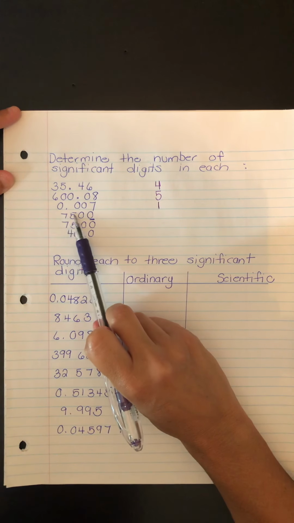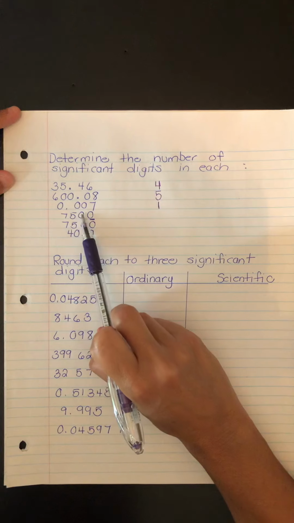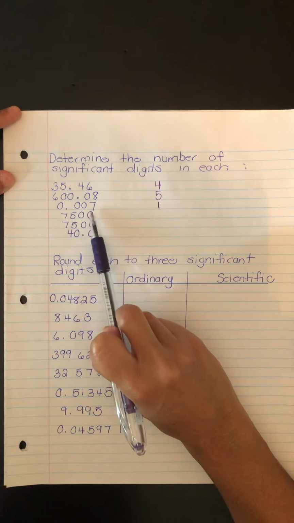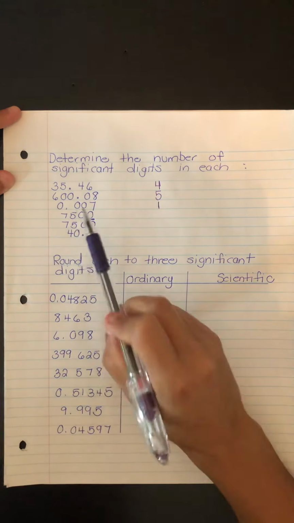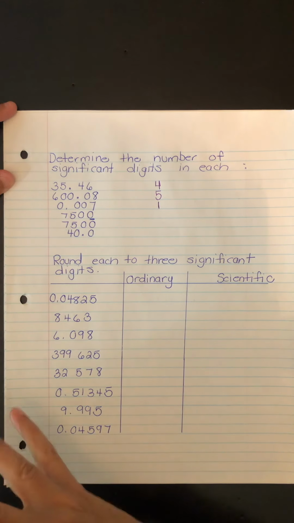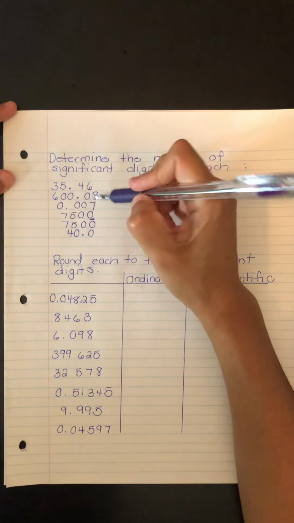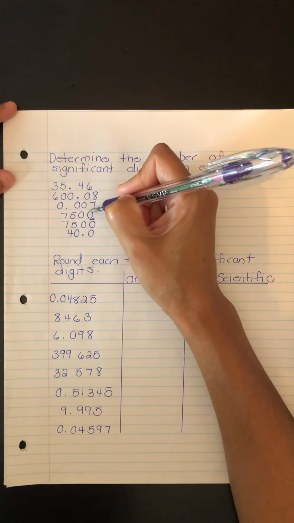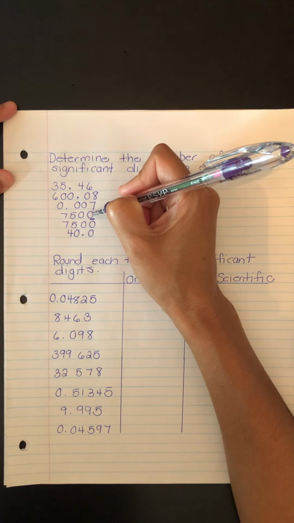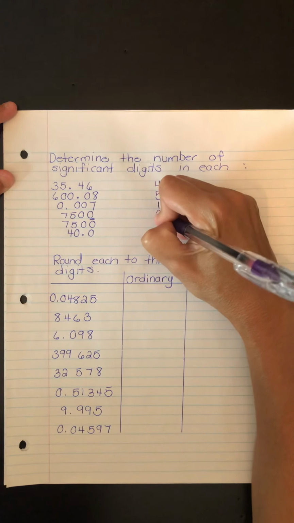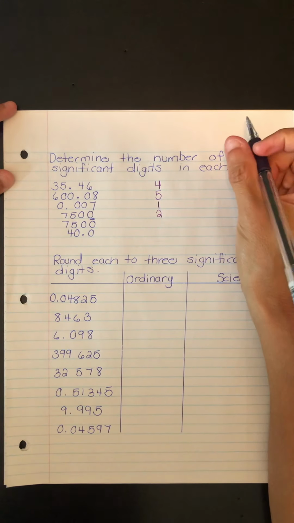Okay, this number, 7,500. These two zeros are called trailing zeros because they come at the end of the number. Now, once we determine that they are trailing, we have to determine if they are to the right of the decimal. In this case, they certainly are not to the right of the decimal. The decimal would be here at the end of the number. So these are trailing zeros that are not to the right of the decimal, and therefore they are not significant. So this is rule 4 that has only 2 significant digits.